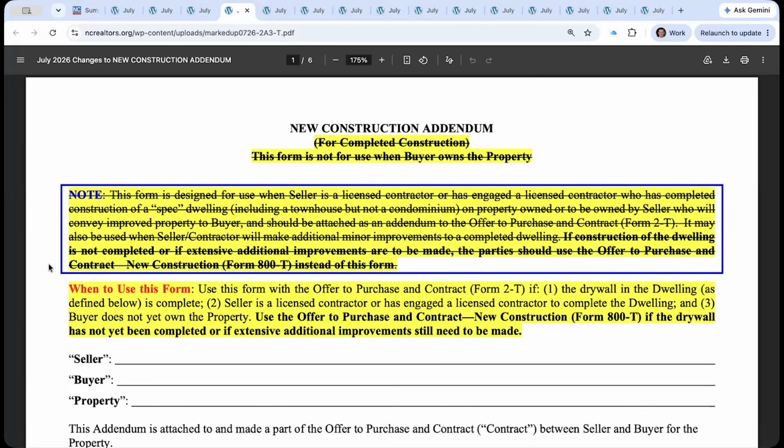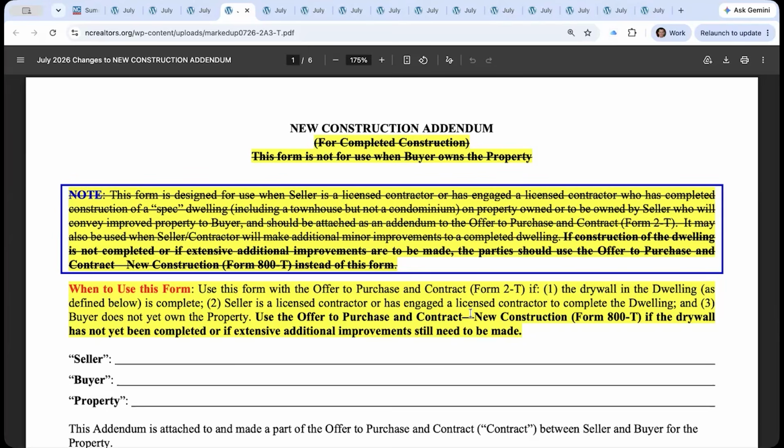And it would depend case to case, and that's still somewhat true. However, with the revisions to the new construction addendum, you can see now there's a specific moment in time when to use this form. If the drywall in the dwelling is complete, then most likely the new construction addendum with the offer to purchase is going to be more appropriate than new construction.